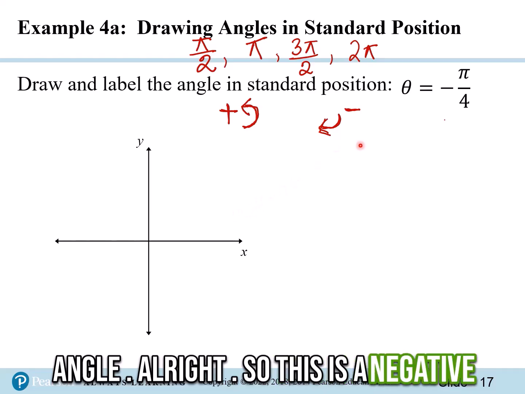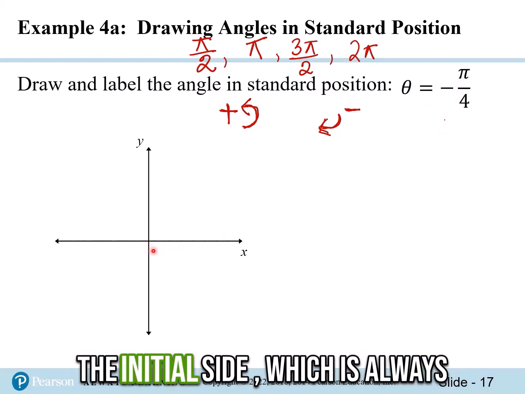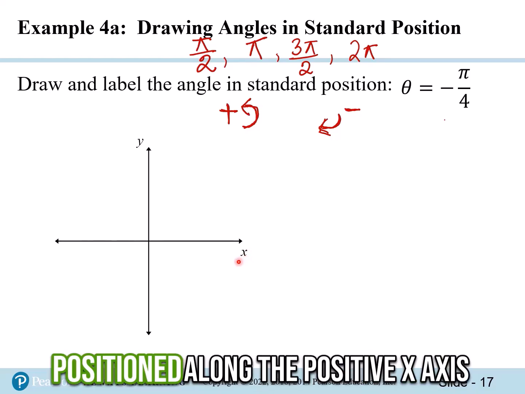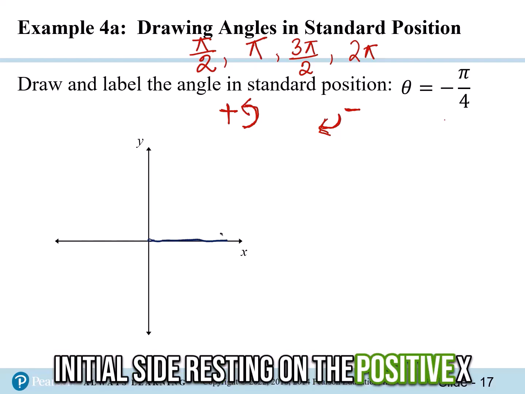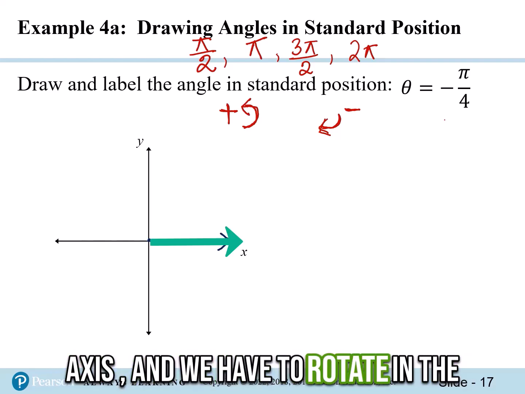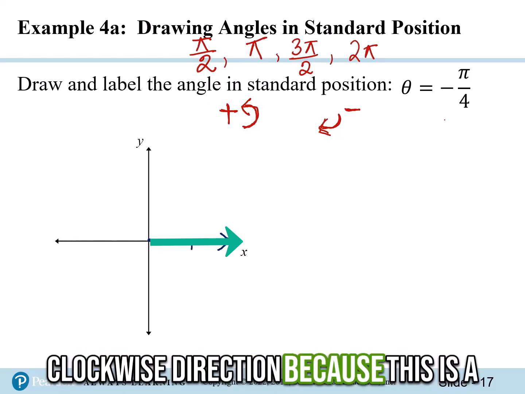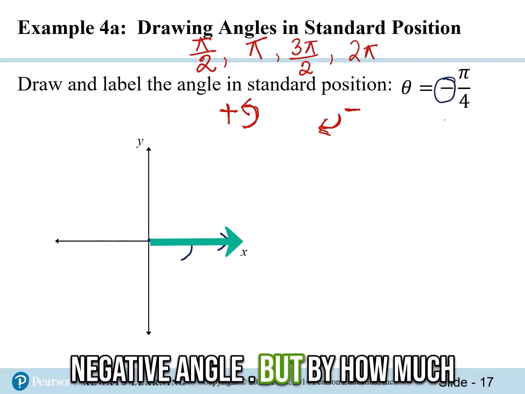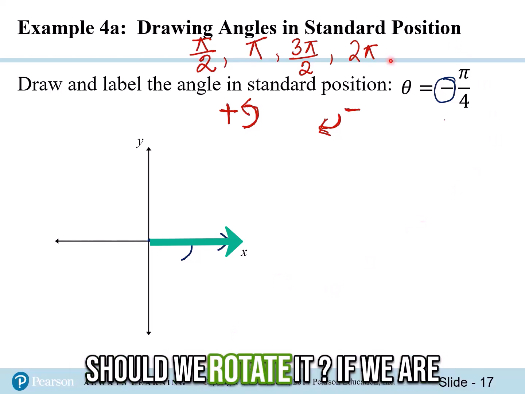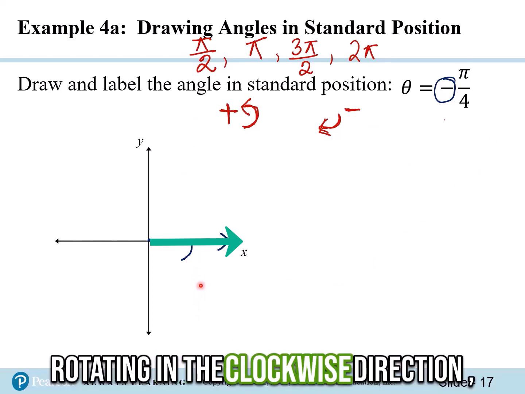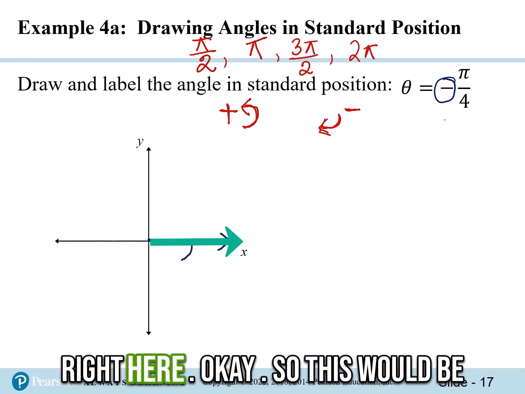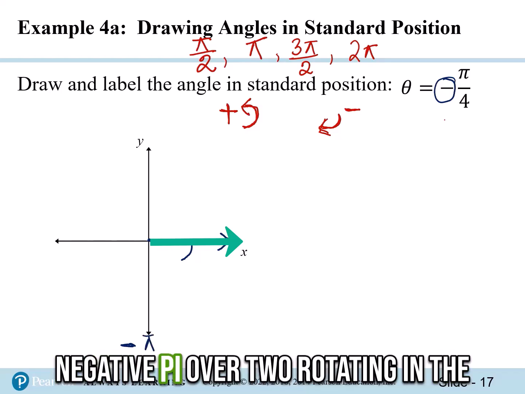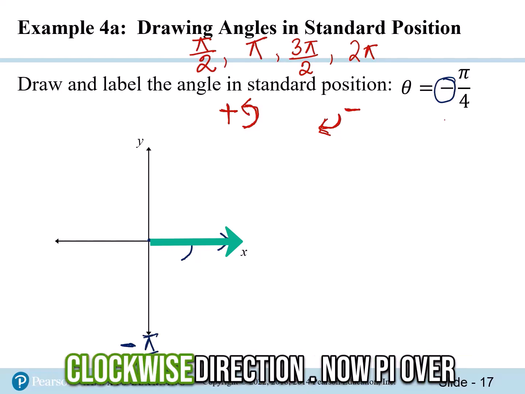Alright, so this is a negative angle. We are going to start from the initial side, which is always positioned along the positive x-axis in standard position. So this is the initial side resting on the positive x-axis, and we have to rotate in the clockwise direction because this is a negative angle. But by how much should we rotate it? If we are rotating in the clockwise direction, then negative pi over 2 would be right here. Okay, so this would be negative pi over 2 rotating in the clockwise direction.